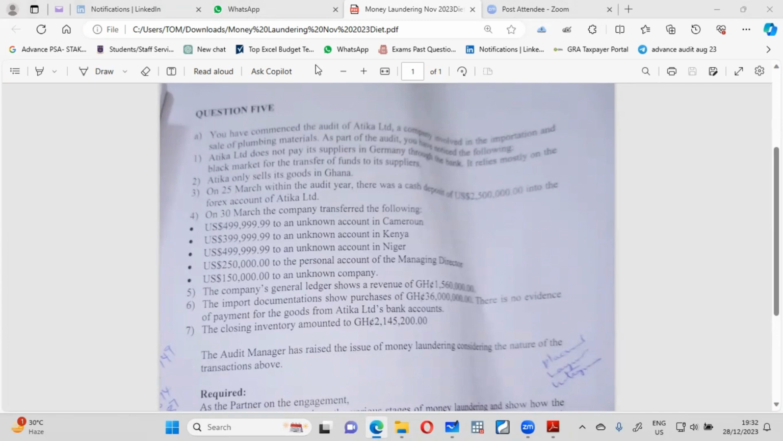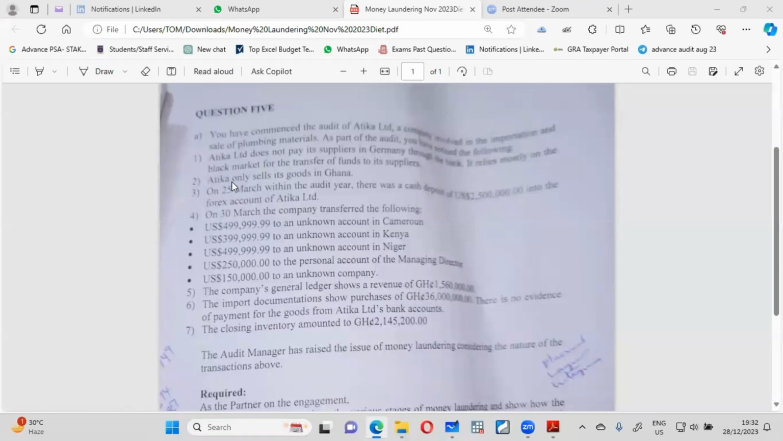All right. Okay. So it says that Atika does not pay its suppliers in Germany through the bank. It relies mostly on the black market for the transfer of funds to its suppliers. Does this thing ring a bell?